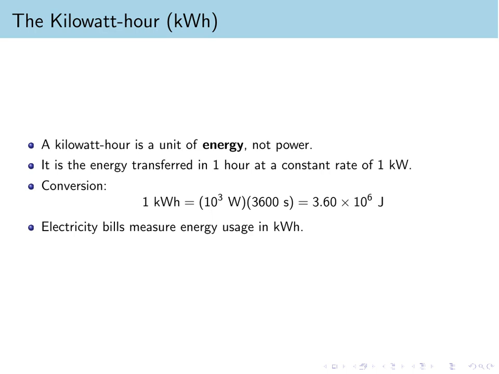Despite the name containing the word watt, the kilowatt hour is a unit of energy, not power. It represents the amount of energy transferred in 1 hour at a constant rate of 1 kilowatt. To convert this to standard units, we multiply 1000 joules per second by 3600 seconds, which is the number of seconds in an hour. This calculation tells us that 1 kilowatt hour equals 3.60 times 10 to the power of 6 joules. This is the unit you will see on your electricity bill, as you are paying for the total energy consumed, not just the rate at which you used it.